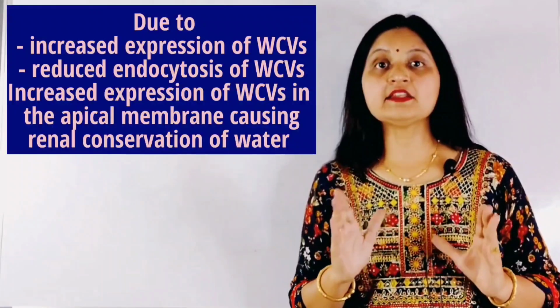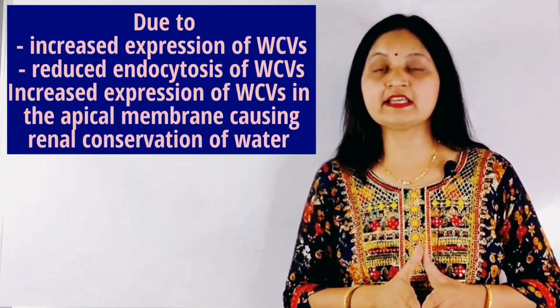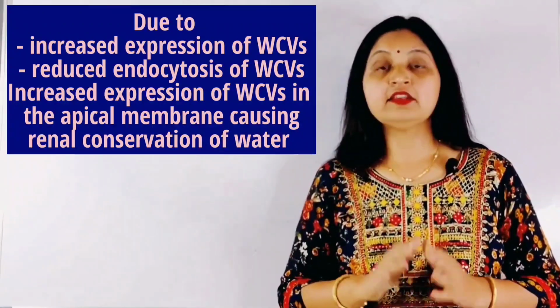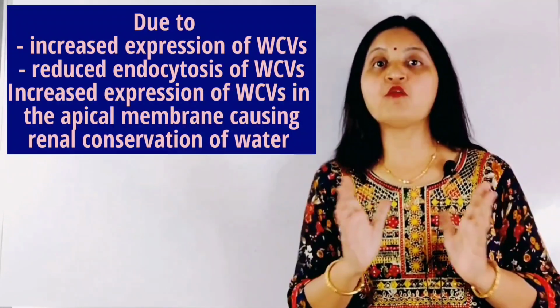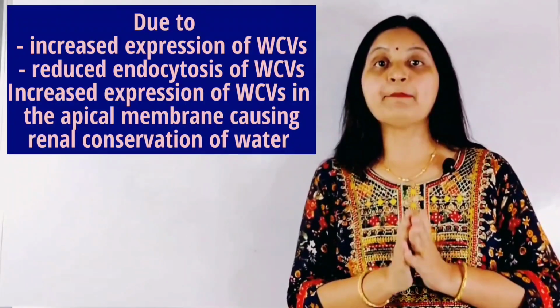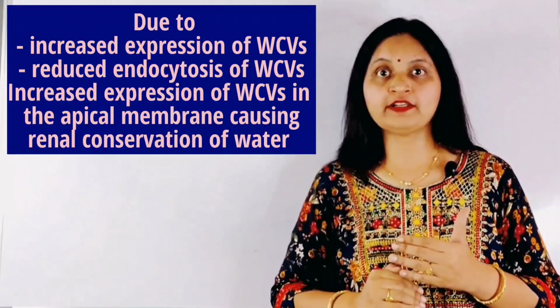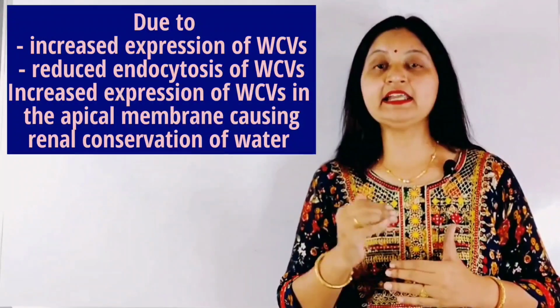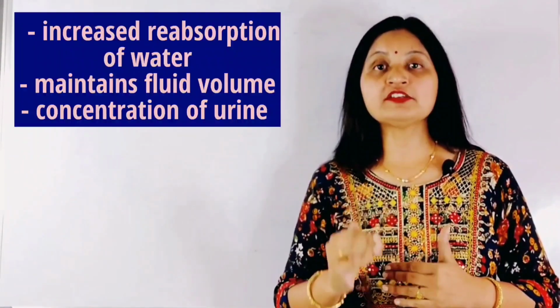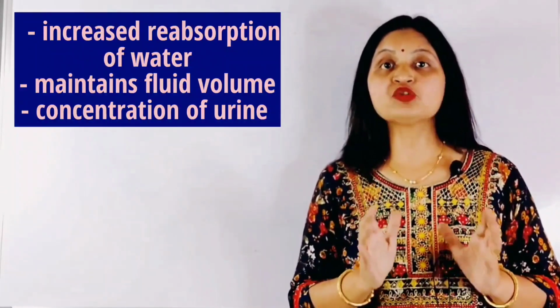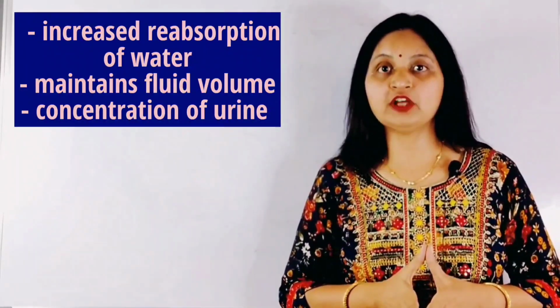So due to increased insertion of water channel vesicles and reduced endocytosis of water channel vesicles, there is increased expression of water channels in the apical membrane, and this causes increased reabsorption of water and produces antidiuretic effects, causes concentration of urine, reduces the urine output, and helps to maintain the blood volume of the body.